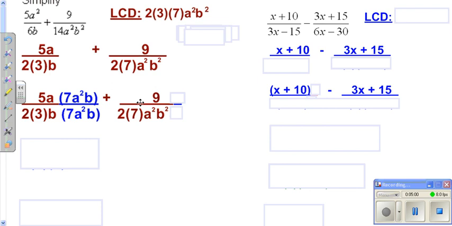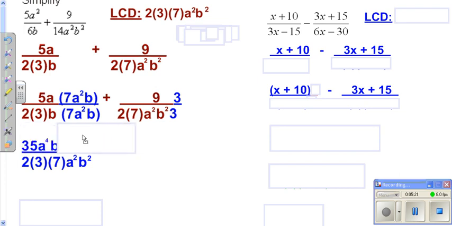You'll notice over here, most of this denominator matches up, with the exception that I don't have a 3, so I'll have to multiply the bottom by 3. Therefore I have to multiply the top by 3. Now I can write it as one fraction over my common denominator. Let's work this out. When I multiply that together, that gives me a 35 a to the fourth. It looks to me like it should be an a cubed, so I think that's a typo there, so we'll go ahead and change that.